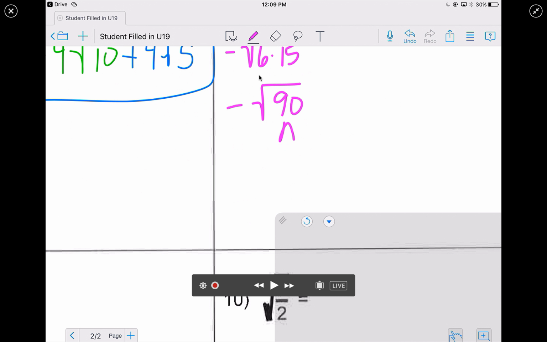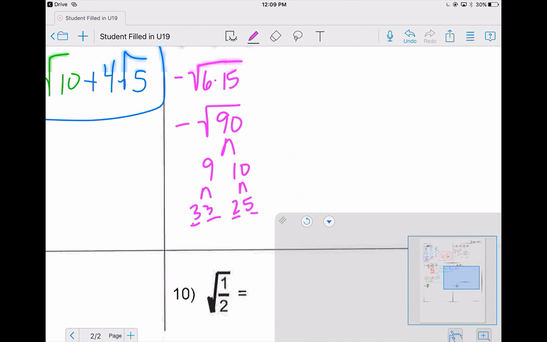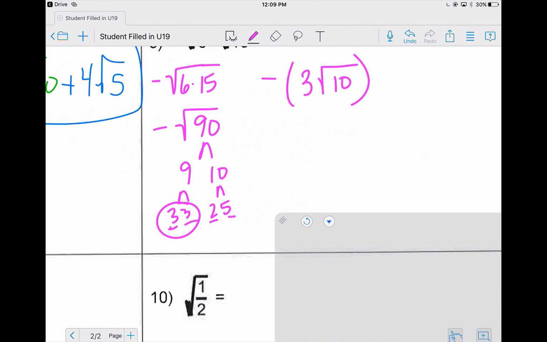So 90 can be broken up into 9 and 10. 9 is 3 and 3. 10 is 2 and 5. So I had that negative out front. A pair of 3's are going to come outside. 2 and 5 stay inside to make 10. So negative times 3 is negative 3 square roots of 10.